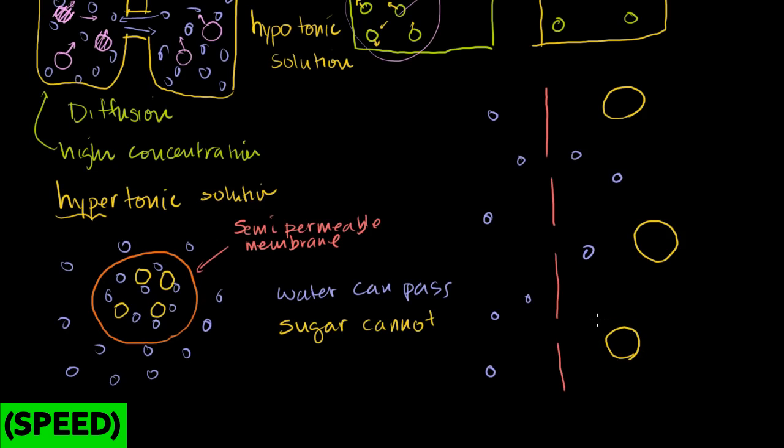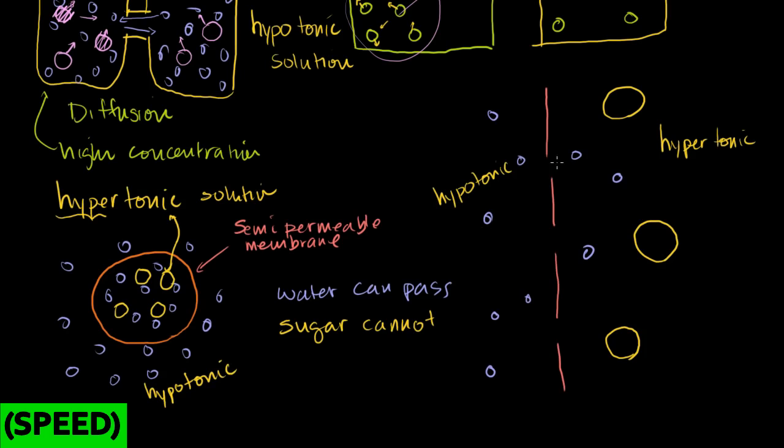Now, what do you think is going to happen in this situation? So first of all, let's use our terminology. Remember, sugar is our solute, water is our solvent, and we have a semi-permeable membrane. Which side of the membrane has a higher or lower concentration of solute? Well, the inside does. The inside is hypertonic, so I can write here, hypertonic. The outside has a lower concentration, so it's hypotonic. It's hypotonic out here. Lower concentration of solute.